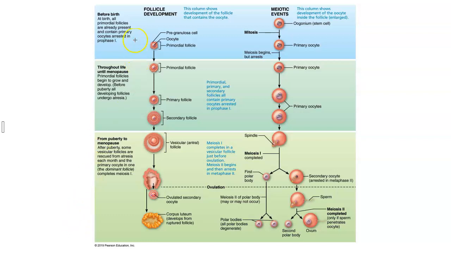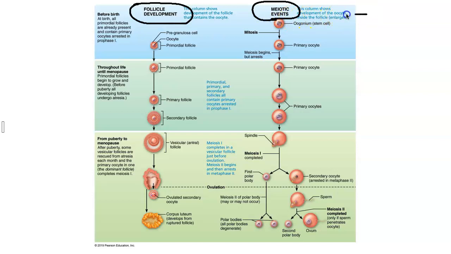There are two processes involved in the development of an egg cell. There's follicular development, which is what this video is about. It's about the cellular package that contains the oocyte. And then there's also the meiotic events that give rise to the oocyte itself.